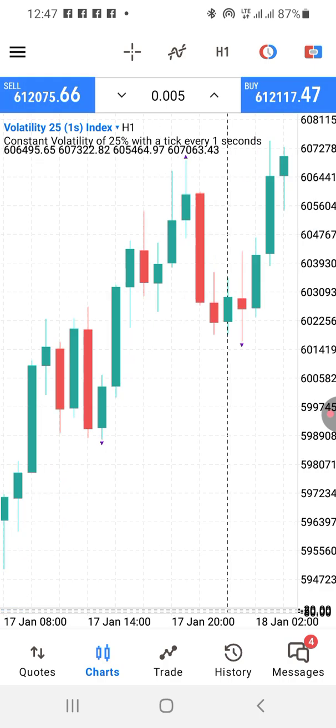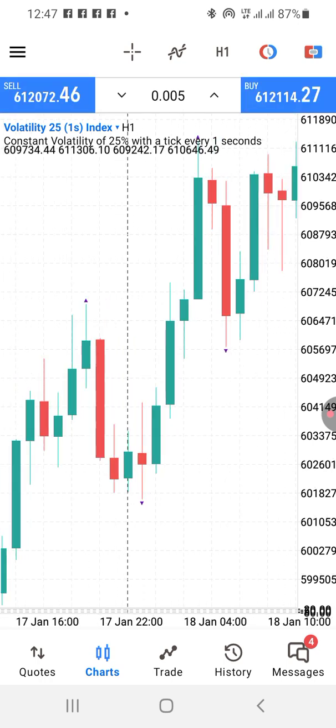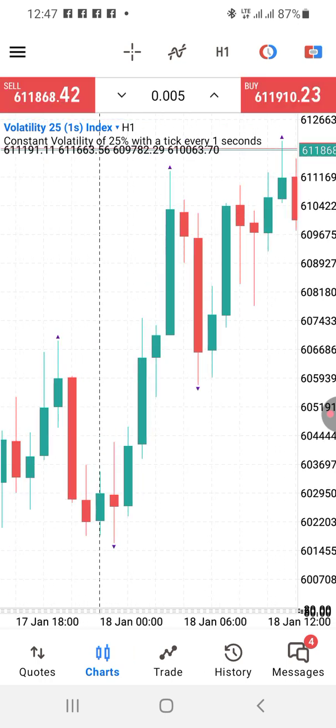A fair value gap consists of three candles. You can label them as first, second, third. We have bullish and bearish fair value gaps, and we have the inverse fair value gap. We'll be talking all about those. So now, a bullish fair value gap: there are three candles going up.